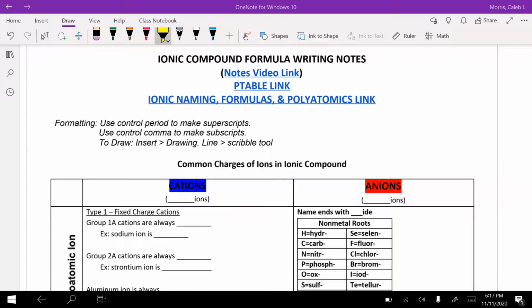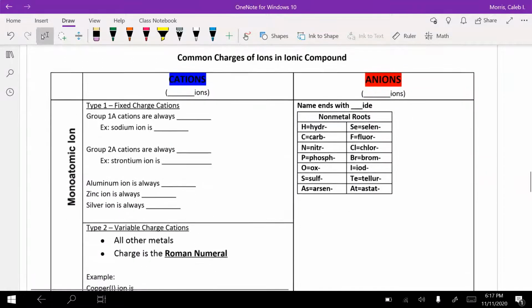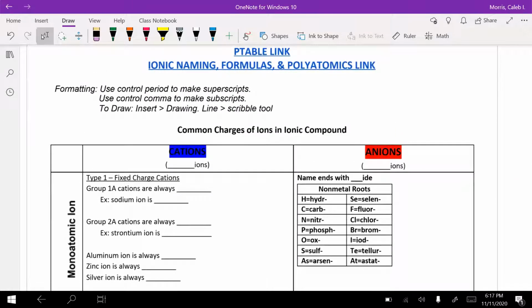All right, there are a couple helpful tools that you can use for this part of the notes. We are going to be writing ionic formulas. So again, your formatting notes are up here. You can use those if you would like to do this on the computer, or you can write it out on your own paper if you would rather.